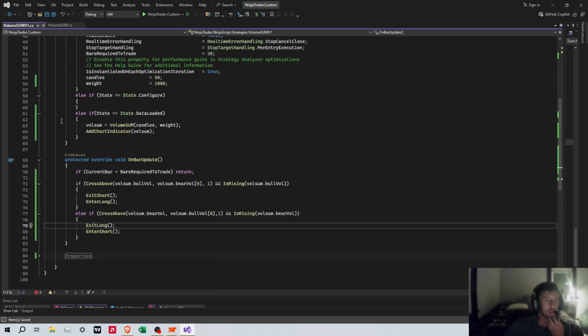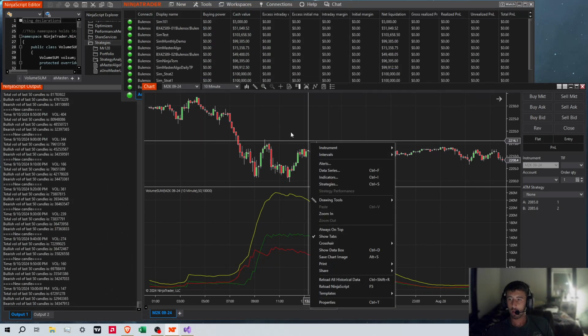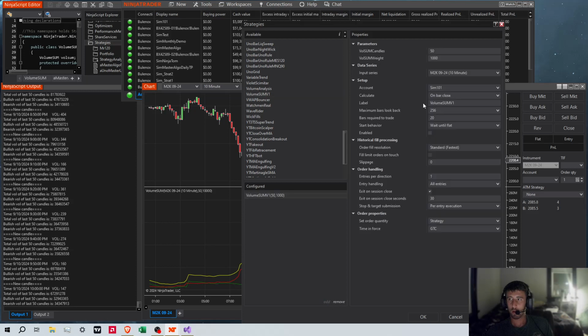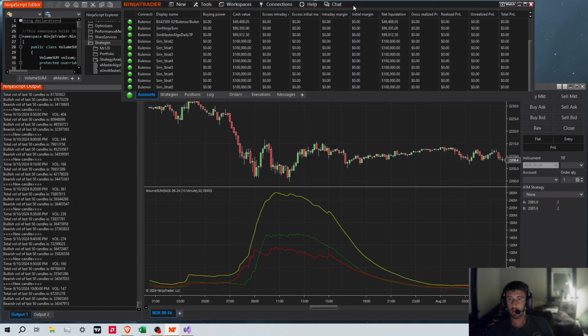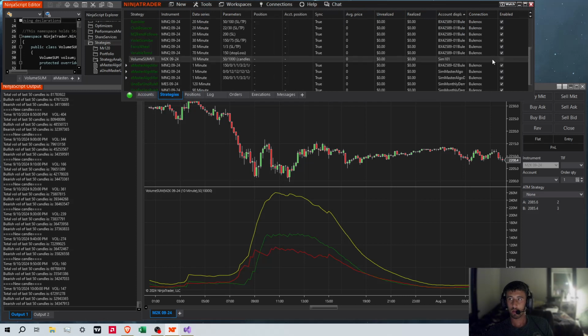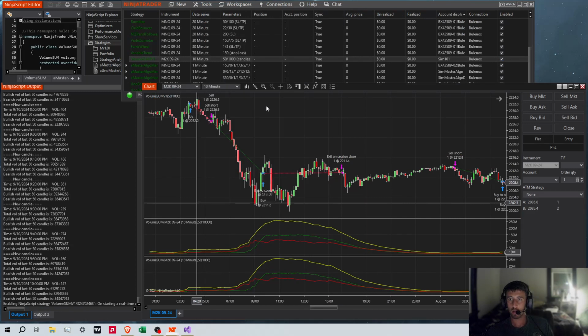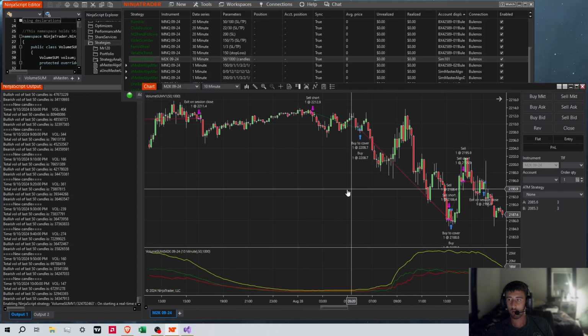Alright, this should be enough just to get the thing running. So let's compile that and get it onto the chart. Add, added, strategies, enable, and indicators, move the other one.